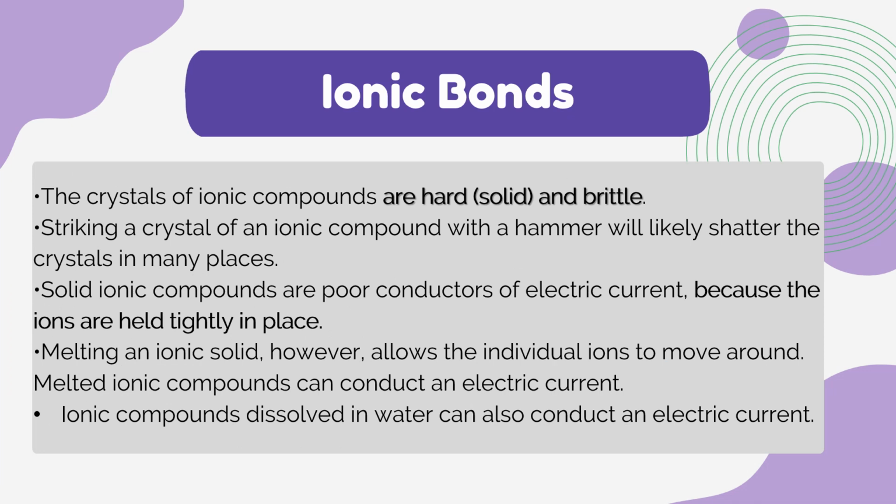Let's continue. The crystals of ionic compounds are hard and brittle. Like we said, they have a high melting and boiling point. Striking a crystal of an ionic compound with a hammer will likely shatter the crystal in many places. Solid ionic compounds are poor conductors of electric current because the ions are held tightly in place. Melting an ionic solid, however, allows the individual ions to move around and conduct electric current. So ionic compounds dissolved in water can also conduct an electric current.